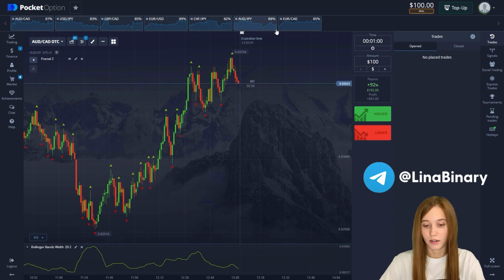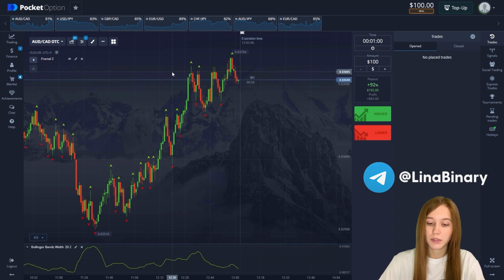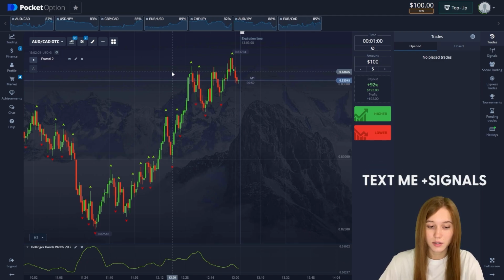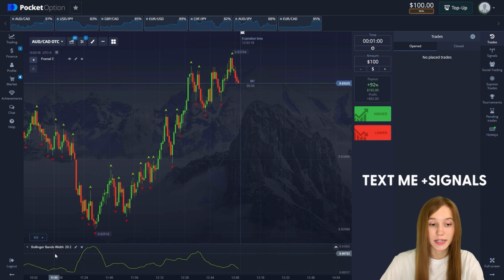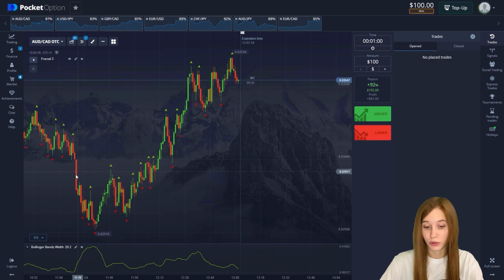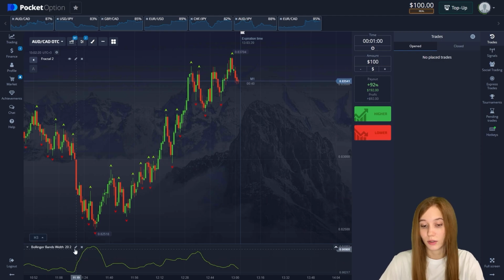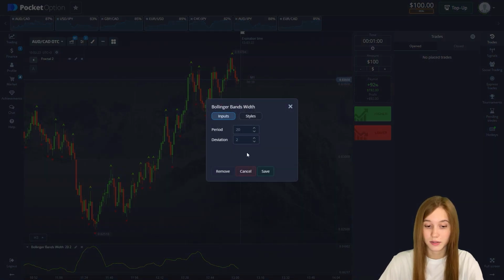Today we'll trade on the concept bars that you see at the top of the screen. Today we'll use our technical analysis for general analysis, and we will also use two indicators, fractal and Bollinger Bands. Let me tell you a little about these indicators. So Bollinger Bands, you'll see the settings.